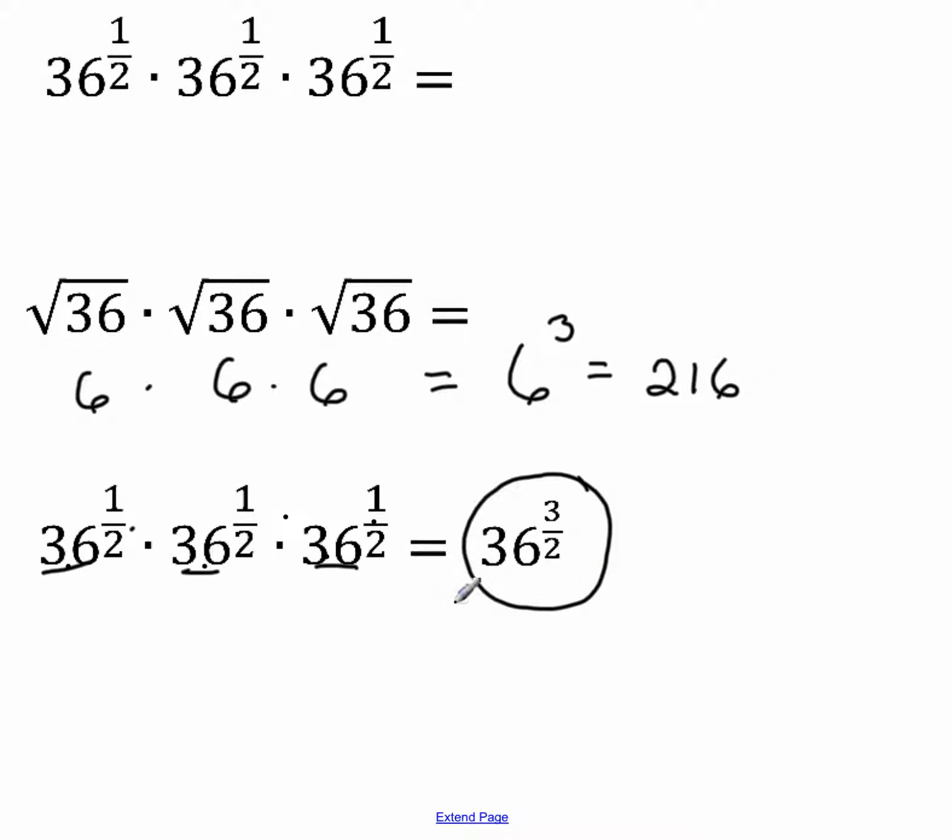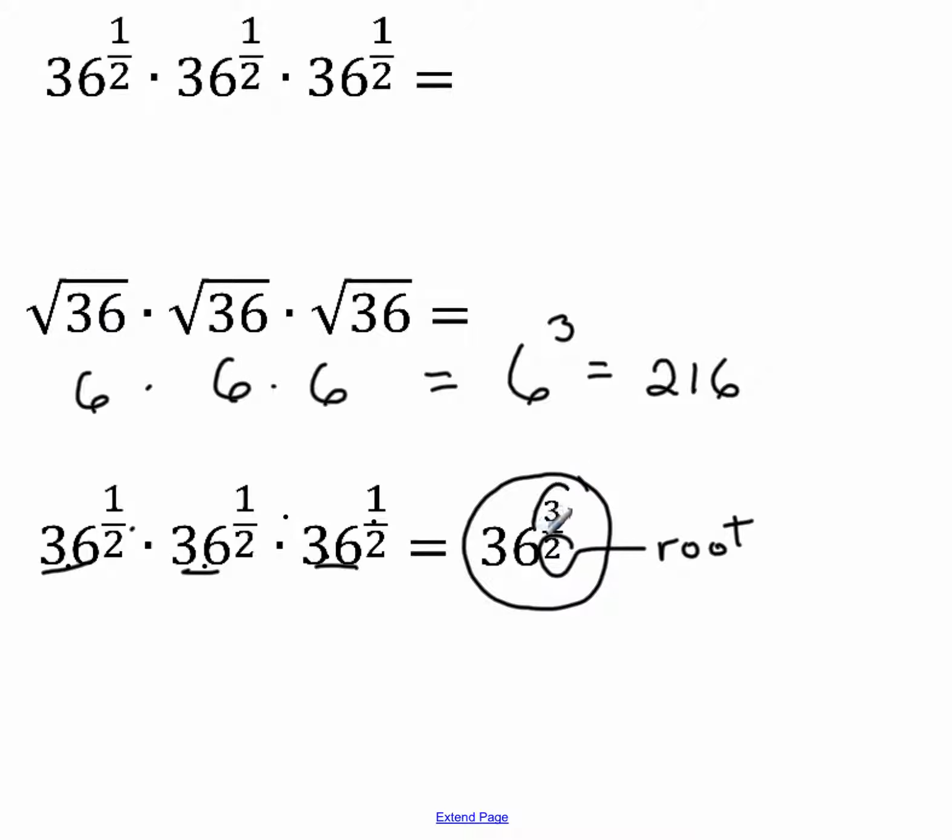Confusing, huh? So when you see something that has a base and a fractional exponent, the bottom number is always referring to what root you're talking about. Because if you remember, we had the 1/4 power, that was the fourth root. We had the 1/3 power, that was the third root. We have the 1/2 power, that's the square root.